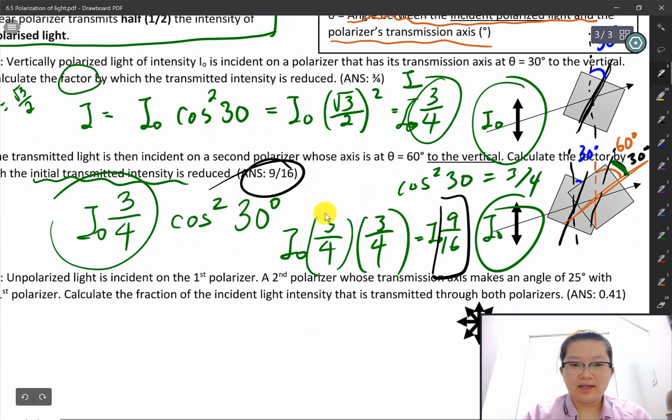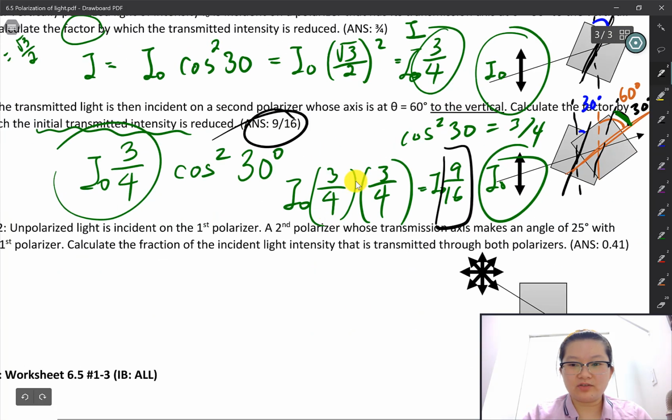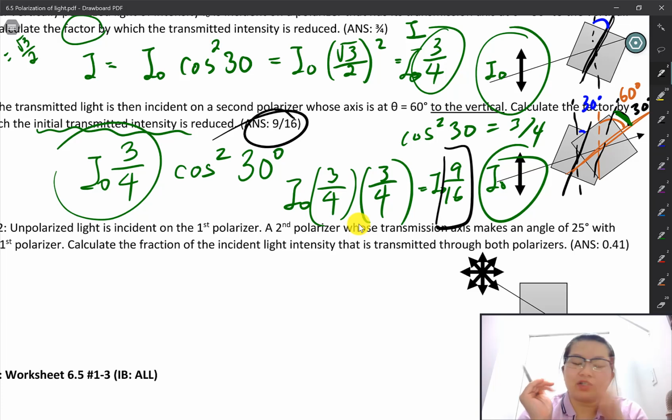Okay, so yeah, it's a little bit tricky to visualize. So remember, what this question is trying to test for is to make sure that you understand that the angle that you use is always between the light that is actually passing through that polarizer and the transmission axis. Okay.